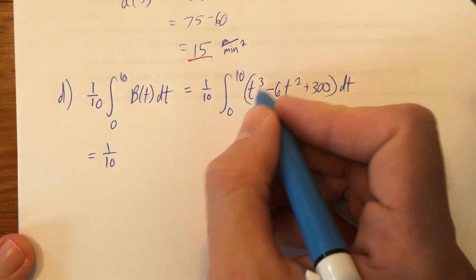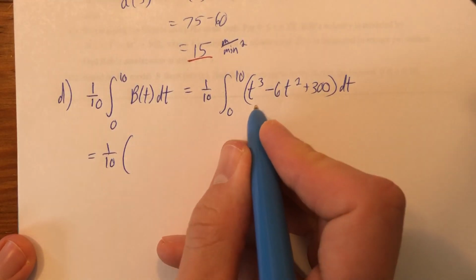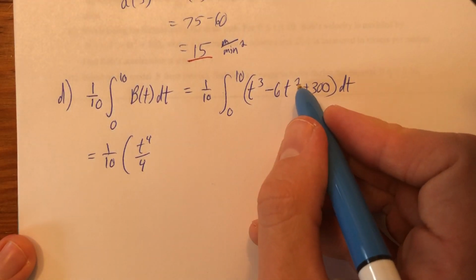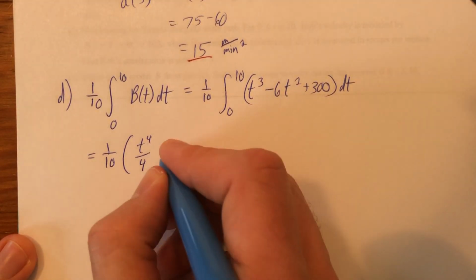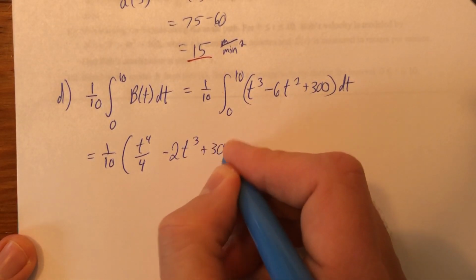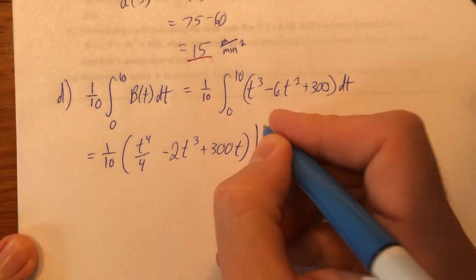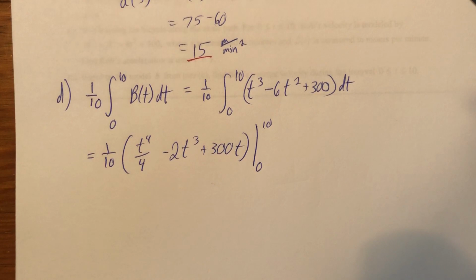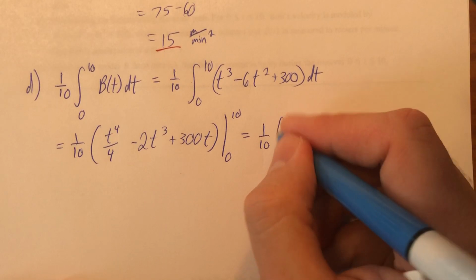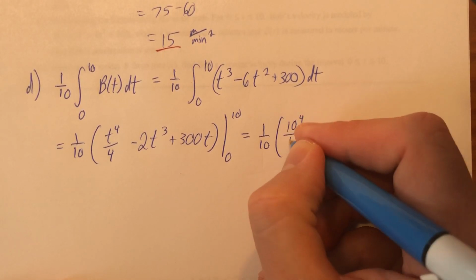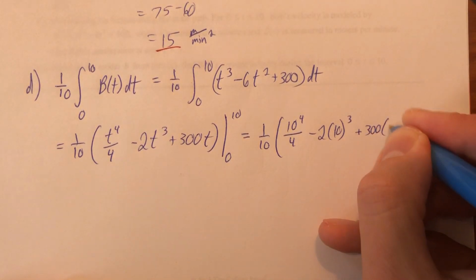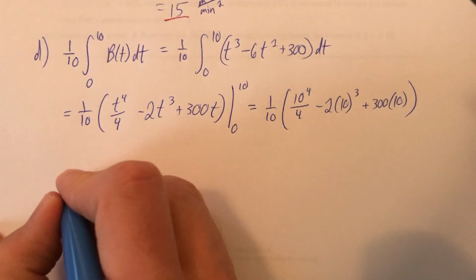Let's see. Antiderivative of t cubed would be 1/4 t to the 4. I'm going to call it t to the 4th over 4. Same thing, right? And then that's t cubed. 6 divided by 3 is 2, so minus 2t cubed, because if I took the derivative here, I'd get that, plus 300t. And all this happens from 0 to 10. I'll plug in 10. I don't need to plug in 0, right? Because the 0 is going to vanish anyway. So 1/10 of 10 to the 4th over 4 minus 2 times 10 to the 3rd, plus 300 times 10. And you can skip some steps here. I could have skipped some of that.